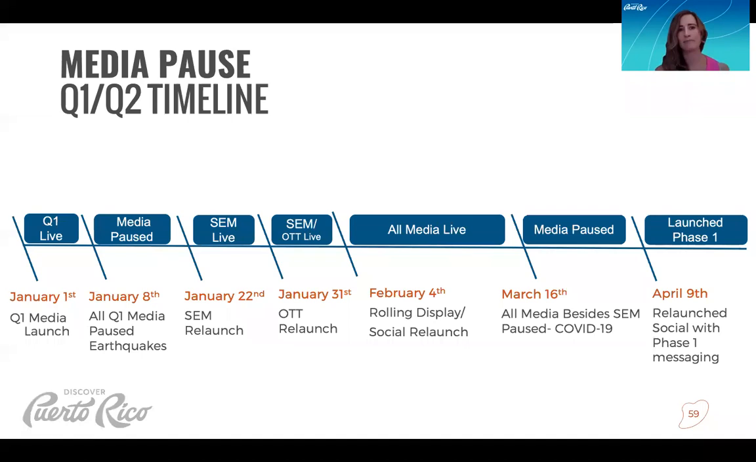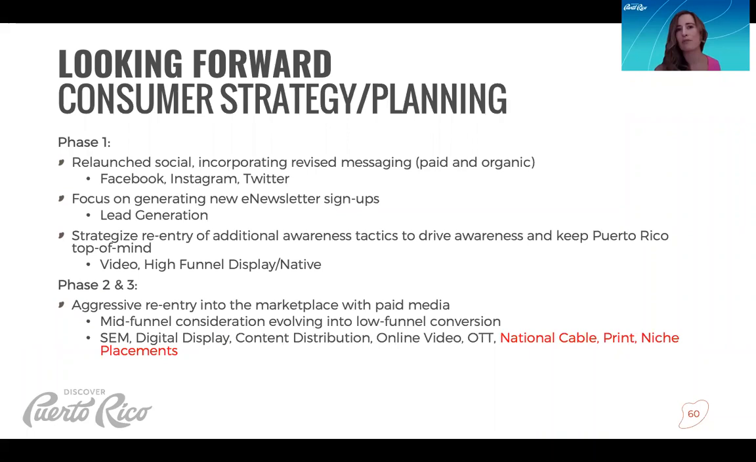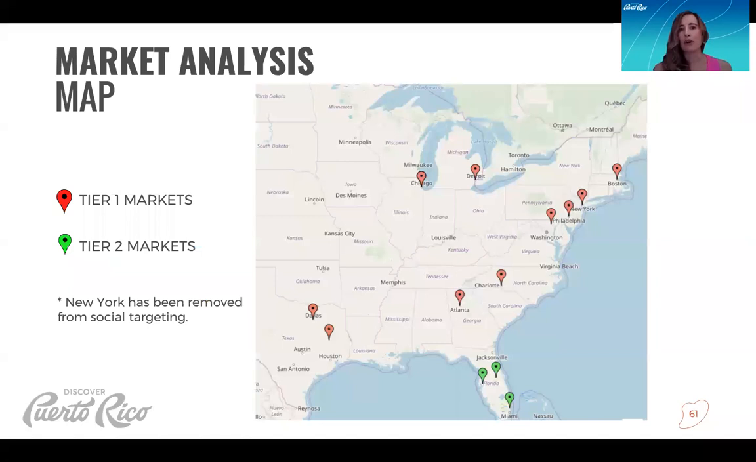Looking forward, our media strategy really remains focused on three phases, and as we've previously noted, will be largely dependent on the level of funds made available to the DMO for paid marketing and media. As with the earned media and creative, today we remain focused in phase one of our consumer strategy. Here we're just reiterating our market approach, although we know this is going to change as air access and consumer sentiment in our key markets evolve. One item to note is the removal of New York from our current social media targeting for obvious reasons.